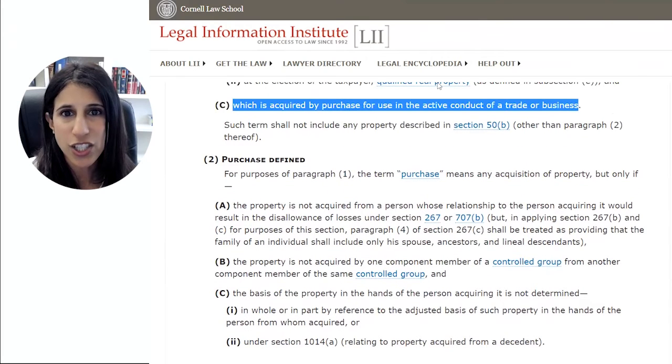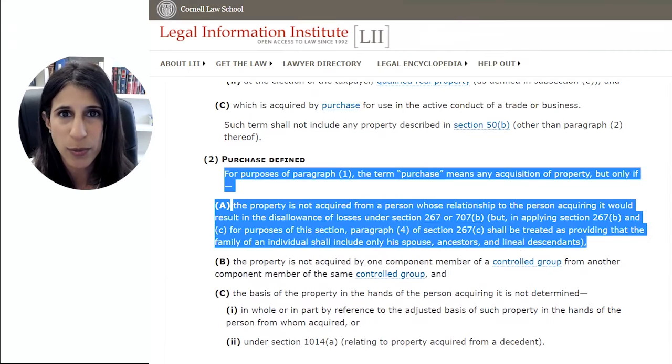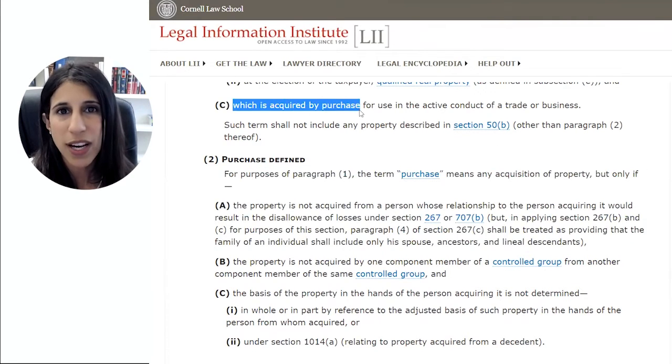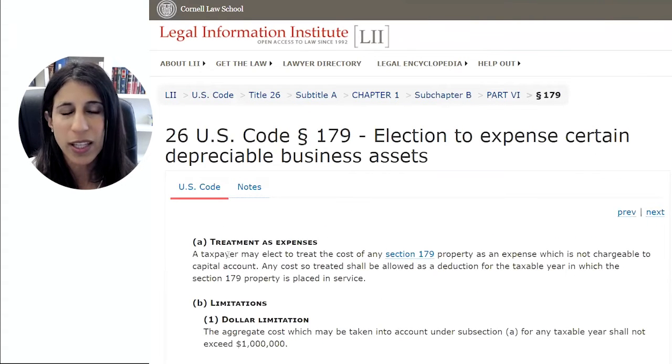So you can't get a deduction for property that you acquire by gifts or inheritance or property acquired from related persons. The reason for this is because Section 179 was intended to stimulate the economy, and you help stimulate the economy by making purchases. And finally, the fourth requirement is that the property must be for use in an active trade or business. If the property meets all 4 requirements, then it is Section 179 property and can qualify for the Section 179 deduction, subject to additional limitations.